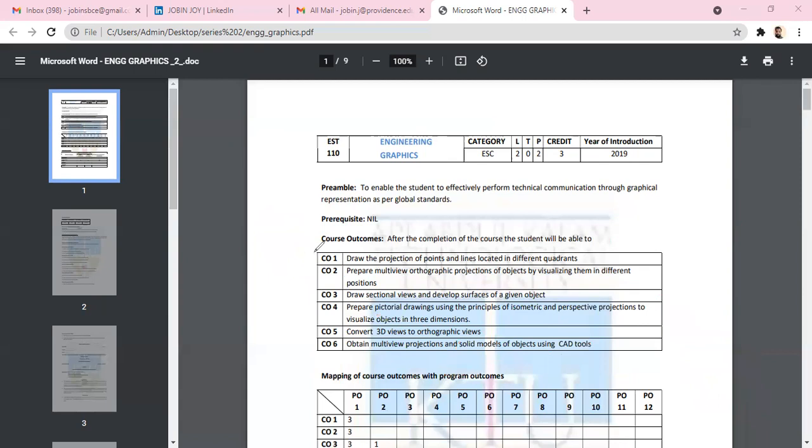So these are the outcomes. These all are very important. Also this CO1 to CO5 is actually manual drawing. Manual drawing means you have to use pencil. You have to draw the sheets for drawing the 2D as well as the 3D. Whereas this outcome number 6 will happen in your computer.